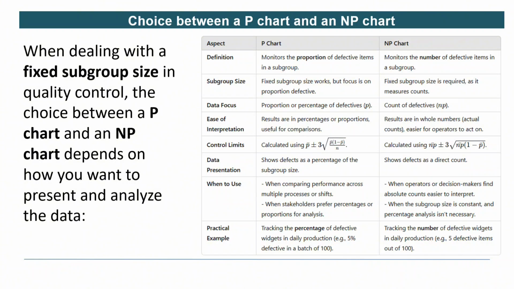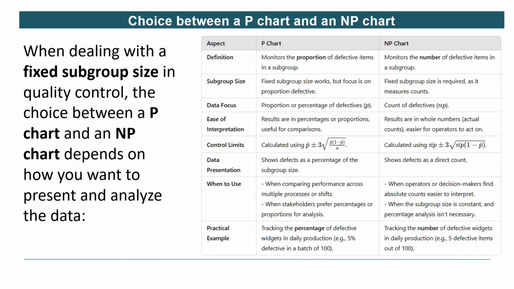As I told, when you are dealing with fixed subgroups and when you are dealing with defectives, you have a choice to use a P chart or an NP chart. It's not that you always need to use an NP chart. You have a choice to use a P chart as well as an NP chart, because the formula of the P chart is designed for both fixed subgroups as well as varying subgroups.